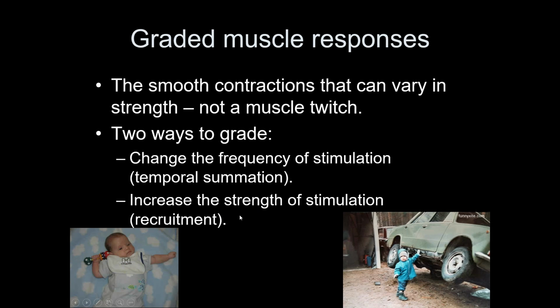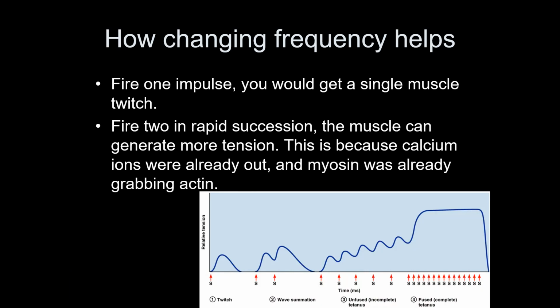That involves the strength of the stimulation and it recruits more cells to help you pick up more things. So, temporal summation and how that works: if you only send one impulse from a motor neuron, you generate one muscle twitch and this much tension. If, however, you fire off 2 impulses, one right after another, what I want you to notice is you can generate more tension than you could with just this one response down here.